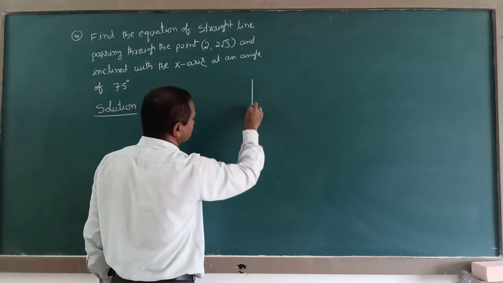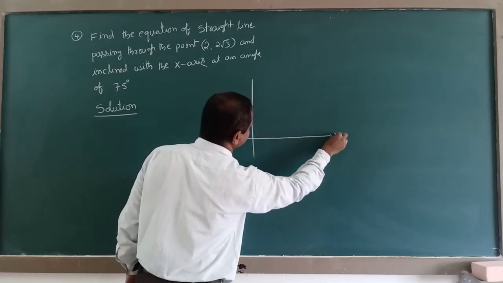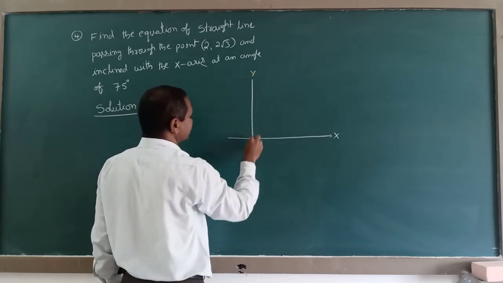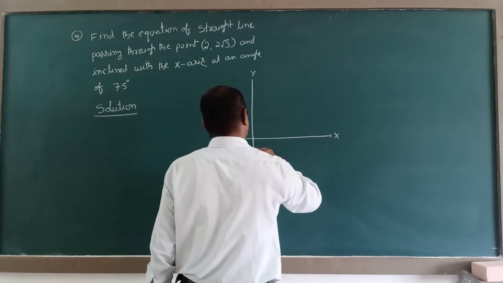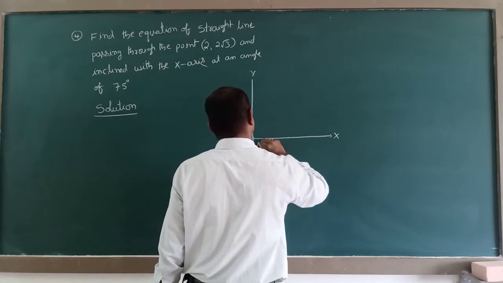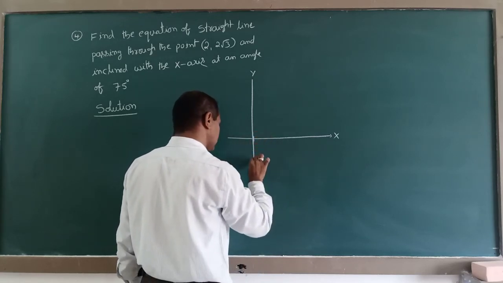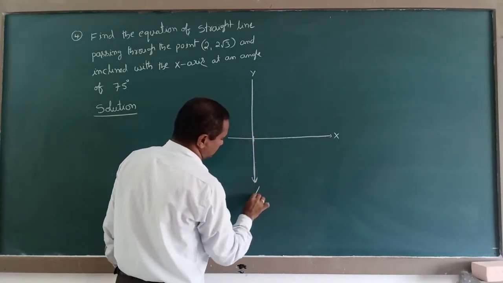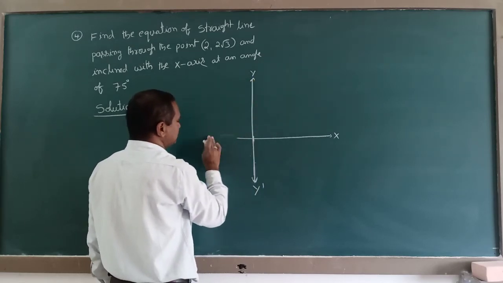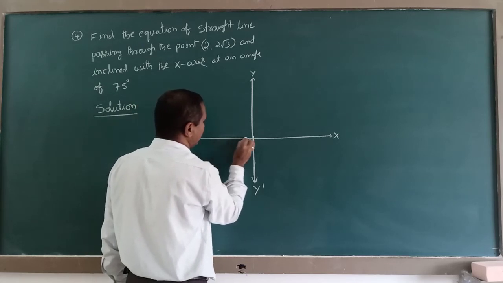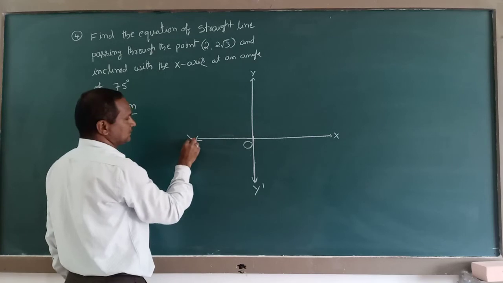X-axis, y-axis, this is, and one more is x-axis. A rough diagram, or you can take like this. Y-O, Y dash, X-O, X dash. Just you can extend like this. It's a rough diagram. Point of intersection of X and Y axis.